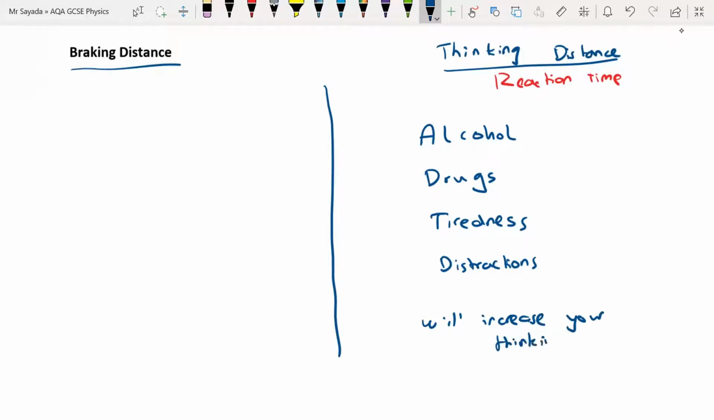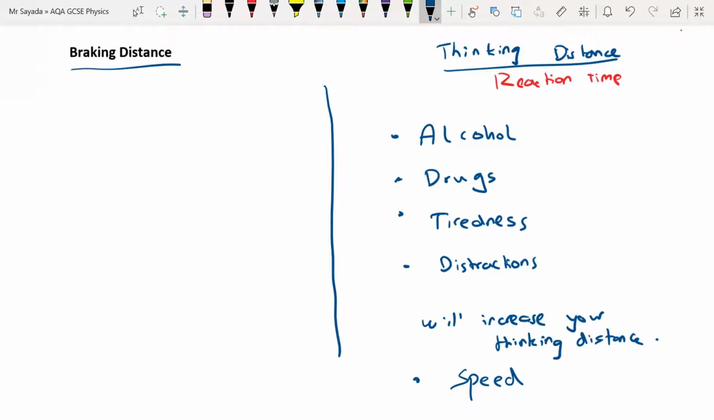Also, your speed. So your speed doesn't affect your reaction time, but in your reaction time, if you're traveling faster, you will cover a bigger distance in that time. So also speed. So 1, 2, 3, 4, 5 different things that increase your thinking distance.